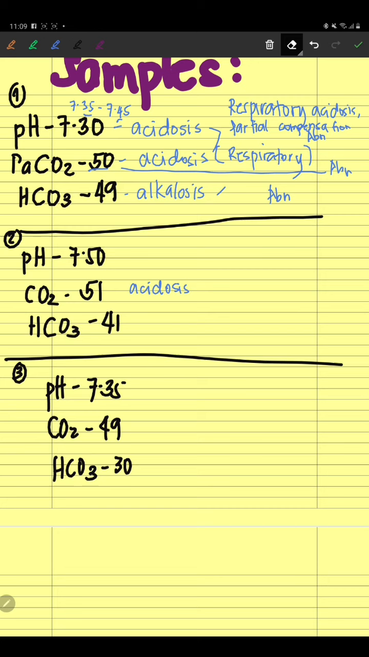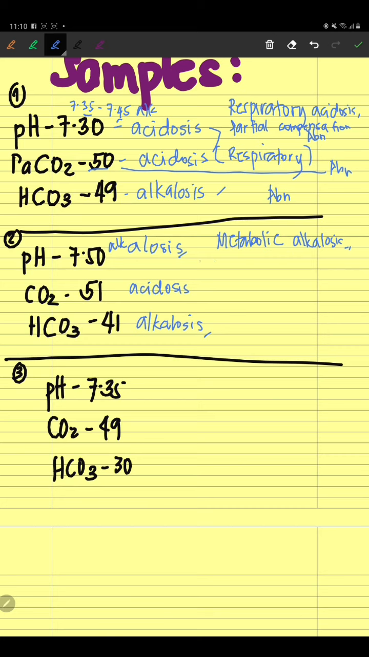Sorry. We mentioned 7.50 pala is more than 7.45. So ibig sabihin, that is alkalosis, diba? Alkalosis. In this case, HCO3 is 22 to 26. Since more than 26, that is also alkalosis. Since nagkapareho, let's go to step 2 now to determine whether it's respiratory or metabolic yung problem. Alkalosis din yan. HCO3 is metabolic alkalosis.